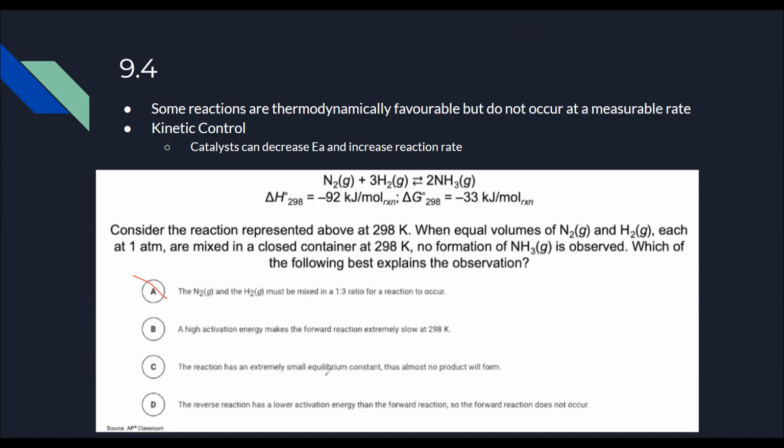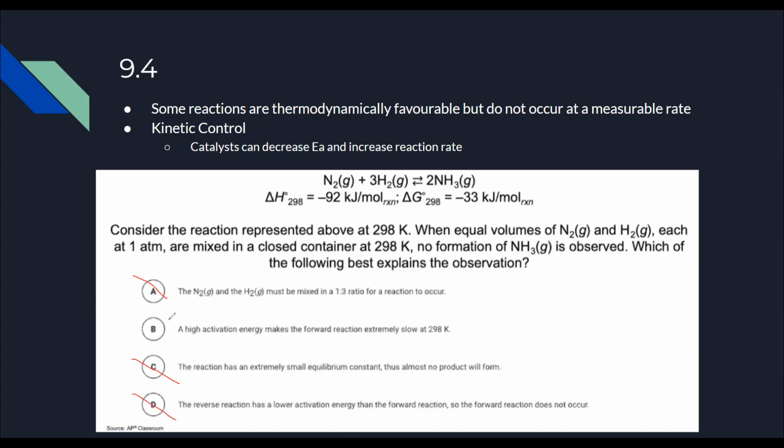The reaction has a small equilibrium constant, so no product will form. That will also not be true, since you don't have the information for that, and as delta G is negative, it is thermodynamically favorable. There's a whole set of equations on delta G and how that relates to the equilibrium constant, which will be in the next couple of units. The reverse reaction has a lower activation energy than the forward reaction, so the forward reaction does not occur.